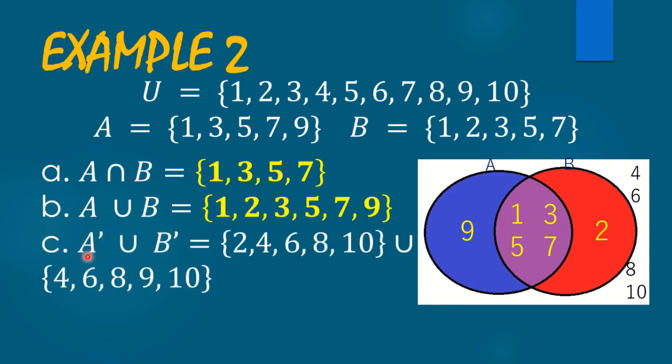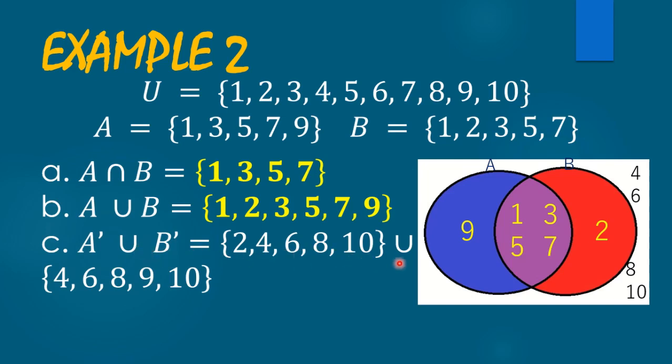And then we have A complement union B complement. So we'll have first the A complement, all the elements that we can find in our universal set, but not in event A. So in our event A, we have odd numbers such as 1, 3, 5, 7, 9. So in our given sample space or the universal set, we'll have to take the remaining elements, particularly the even numbers. So we have 2, 4, 6, 8, 10.